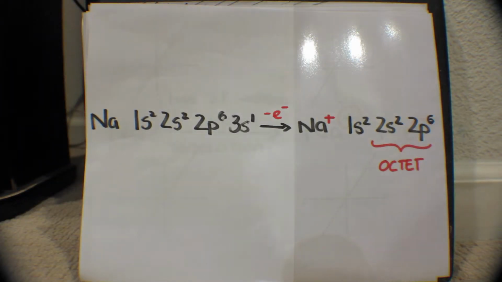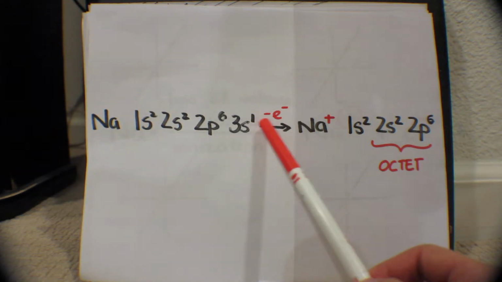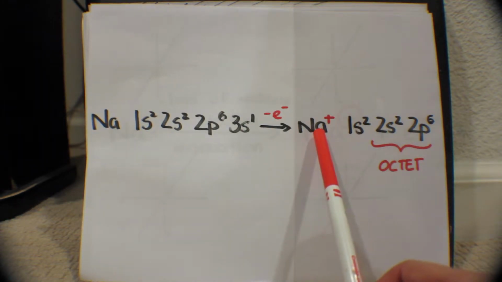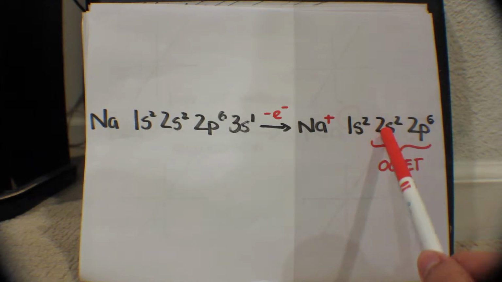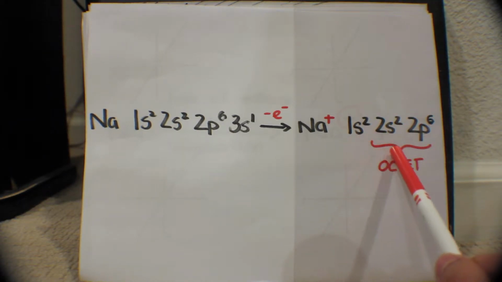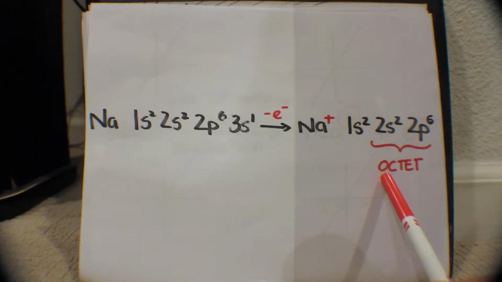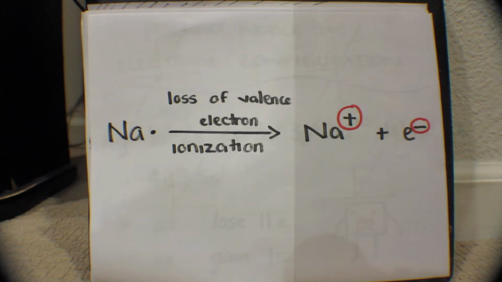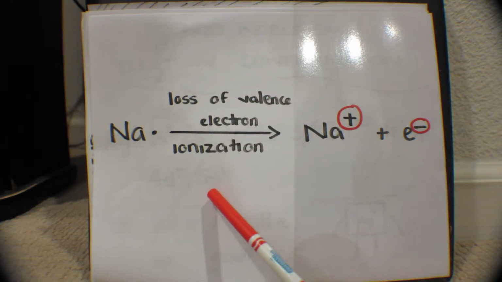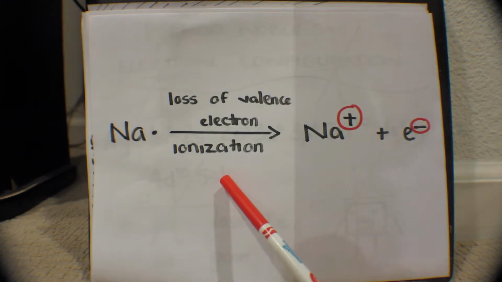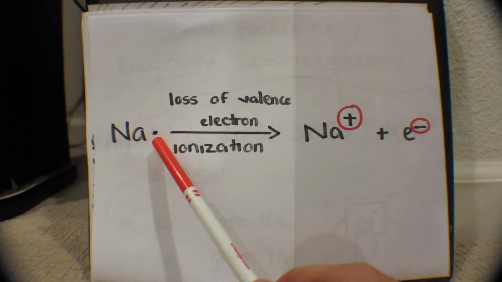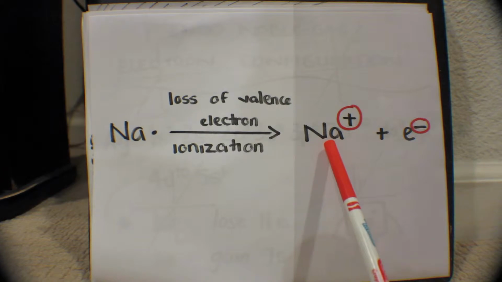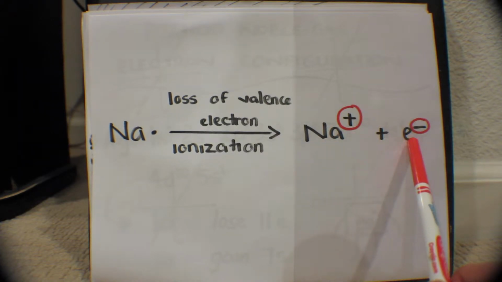To simplify what I just said, you can see that after losing 1 electron, sodium becomes a sodium cation with an electron configuration of 1s2, 2s2, and 2p6, which makes a complete octet in the highest occupied energy level. We can write an equation to represent this process: a sodium atom with 1 valence electron, through the loss of the valence electron in ionization, creates a sodium cation and an extra electron.